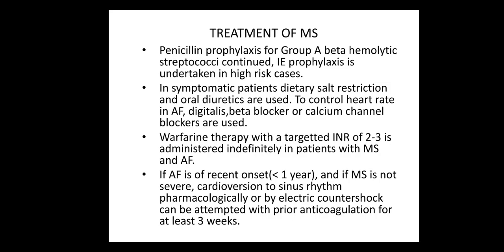So to control the exertional dyspnea that is present, and if the patient is in atrial fibrillation, you will have to bring down the ventricular rate. So we use digitalis, beta blocker, or calcium channel blocker. Then once again, if the patient is in atrial fibrillation, you will have to start him on coumarin anticoagulants, that's warfarin.